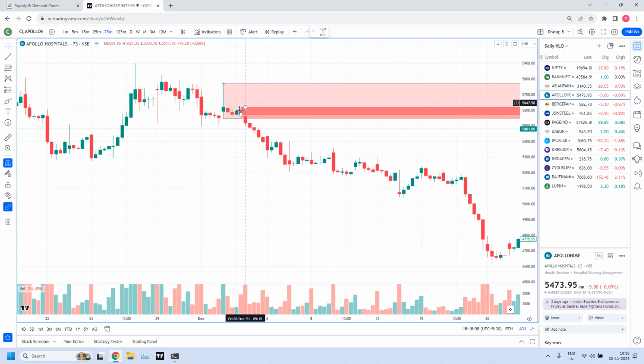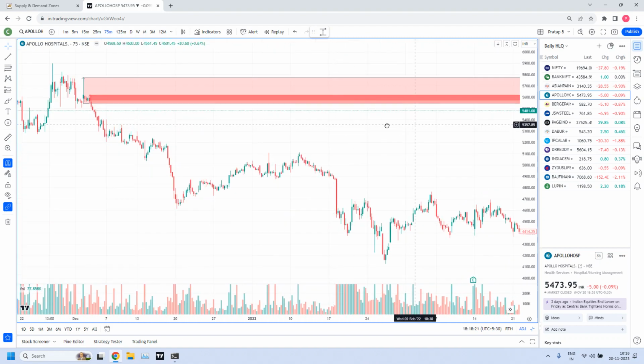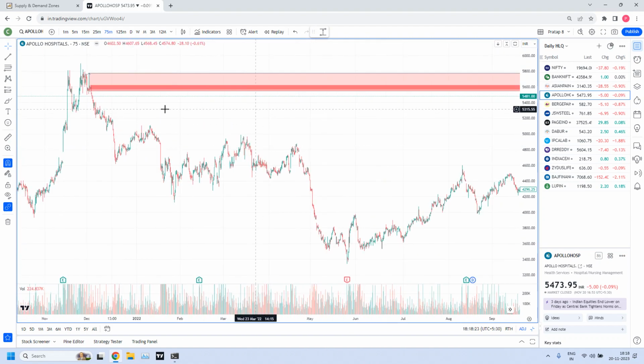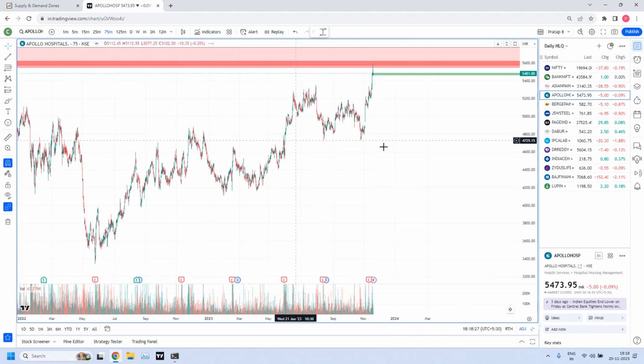In the 75 minutes, we have an ERC candle, expanded range candle, and then we have 4 base candles, and then we have a drop candle, and then I fine tune that to the 15 minutes level. Within this 75 minutes, again I fine tune to the 15 minutes level to minimize the risk.